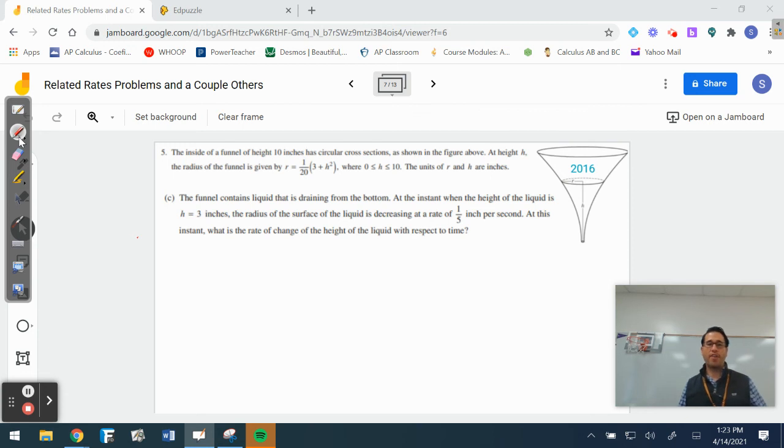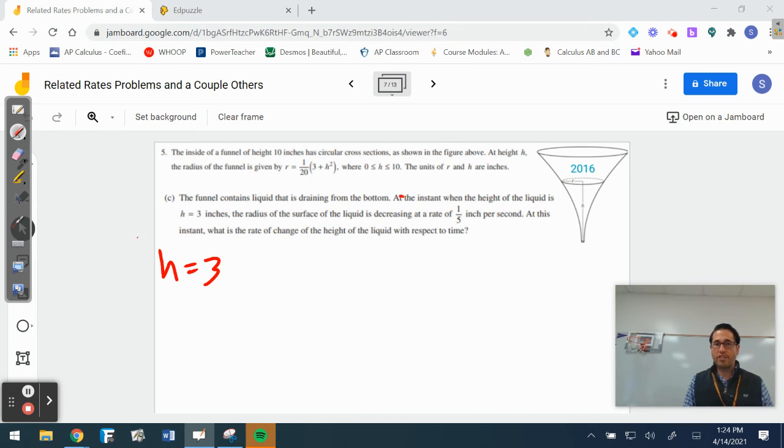All right, here we go. Part C. The funnel contains liquid. So now it's got liquid. I knew we'd involve some related rates here somehow from the beginning. Okay, and it's draining from the bottom, which means it would be negative. At the instant when the height of the liquid is 3, so we're at h equals 3, the radius of the surface is decreasing at a rate of 1/5.